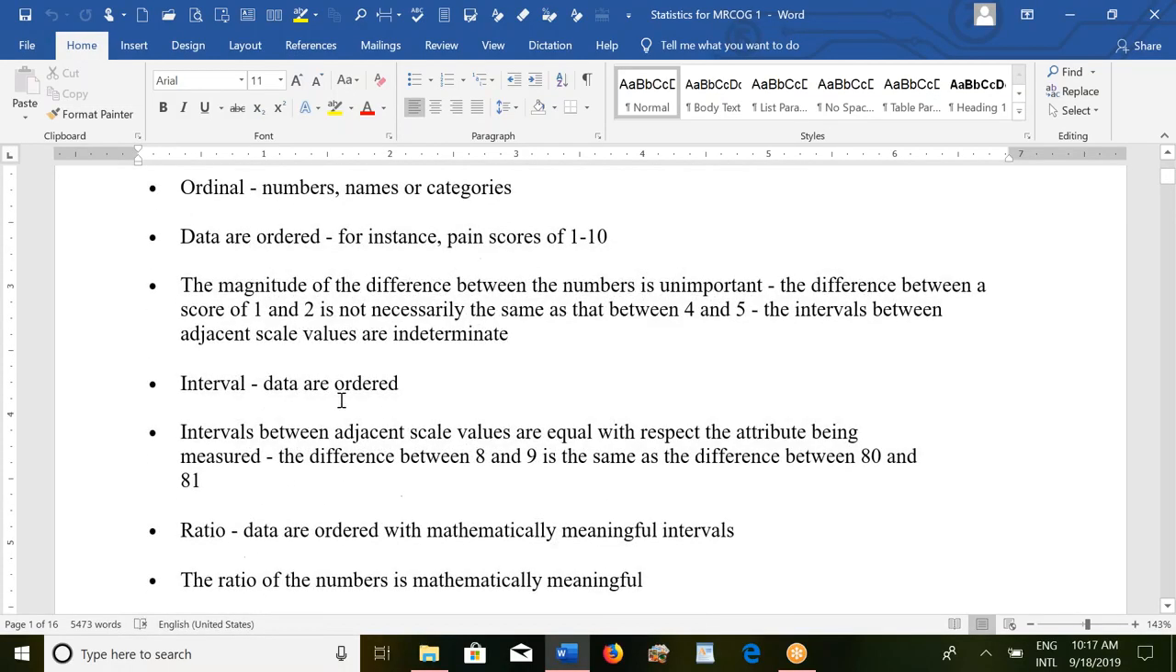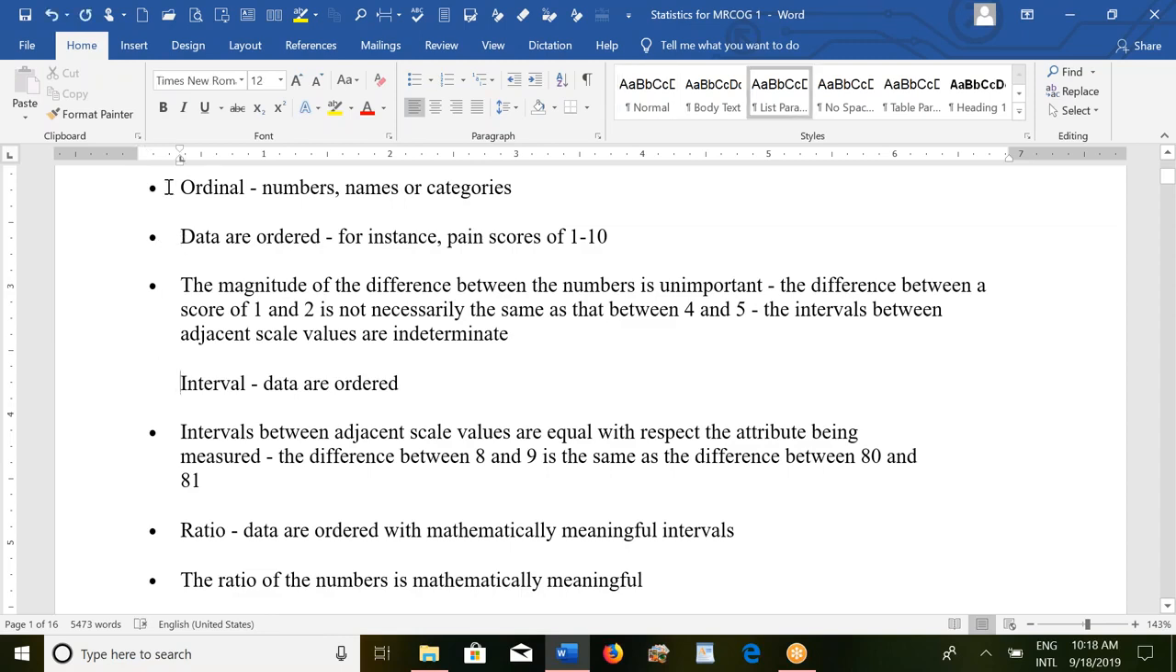Okay. Then interval data. Here the data is ordered, like 1, 2, 3, 4, and the intervals between adjacent scale values are equal with respect to the attribute we are measuring. For example, the difference between 8 and 9 is the same as the difference between 80 and 81. For instance, if you are measuring shoe size and the difference between size 8 and size 9 is 1 centimeter, then the difference between size 80 and 81 will also be 1 centimeter. Okay, that is interval data.